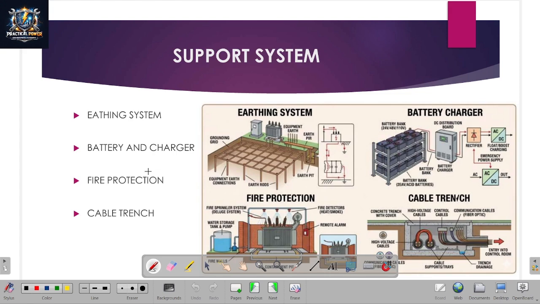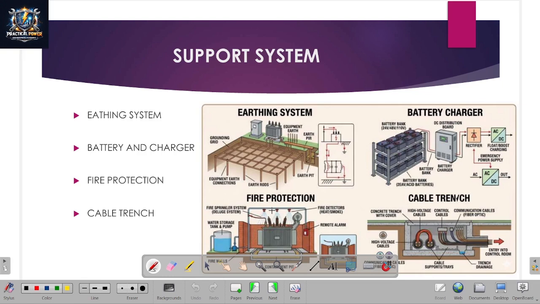Apart from that, there is a fire protection system. Where there is a short circuit fire, or fire due to any fire hazards inside the substation, the fire protection system is automatically operated.